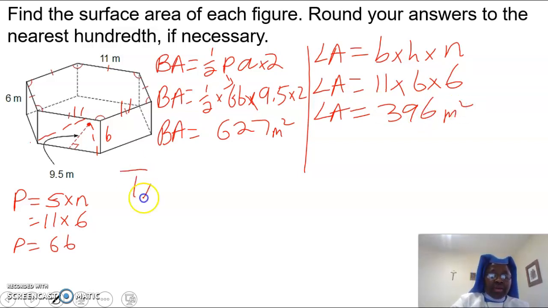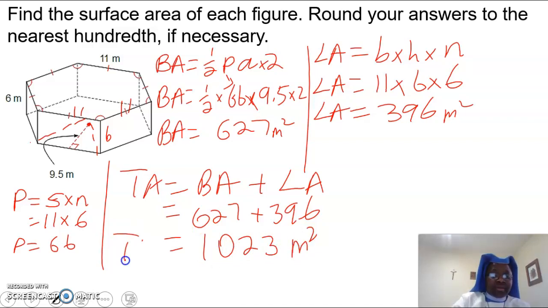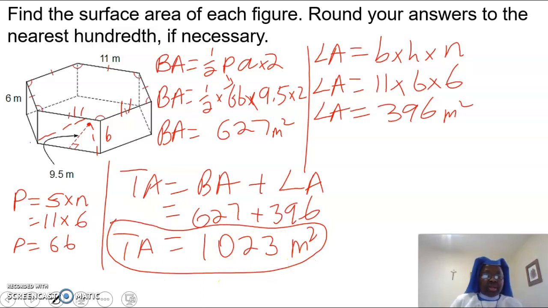Now the total area is going to be the base area plus the total lateral area, which is 627 plus 396, which is 1023 square meters. That's the final total surface area of this prism, all the faces put together.